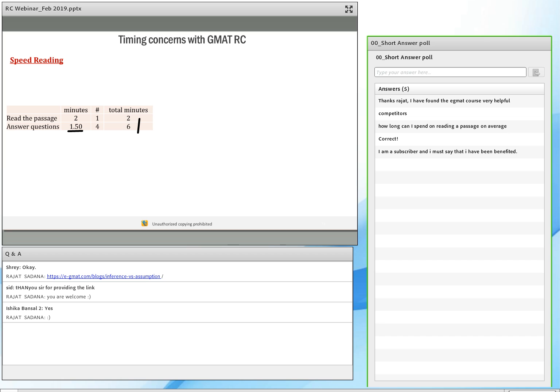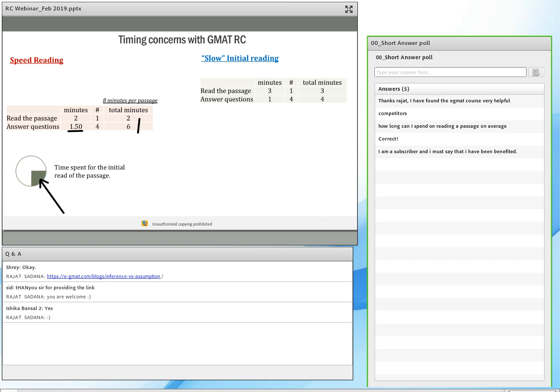It seems very, very logical when it comes to GMAT RC. 2 minutes per question, 4 questions per passage makes sense. But if you think about the amount of time spent for the initial read, that's about 25% of your time.